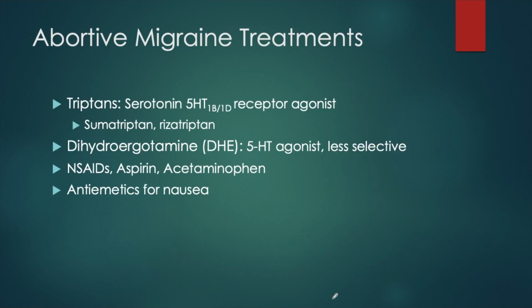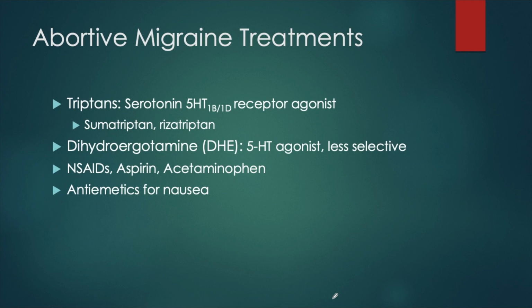Treatment with triptans can be used for treating acute migraine headaches. Examples of triptans include sumatriptan and rizatriptan. Triptans are selective serotonin 1B and 1D receptor agonists, and partly work by producing vasoconstriction in meningeal arteries. They should not be used in patients with a history of coronary artery disease, stroke, or uncontrolled hypertension.